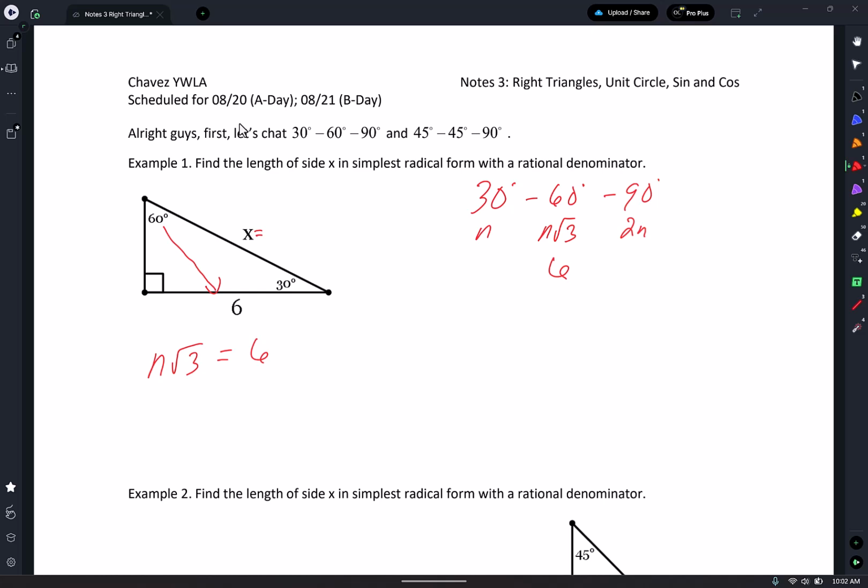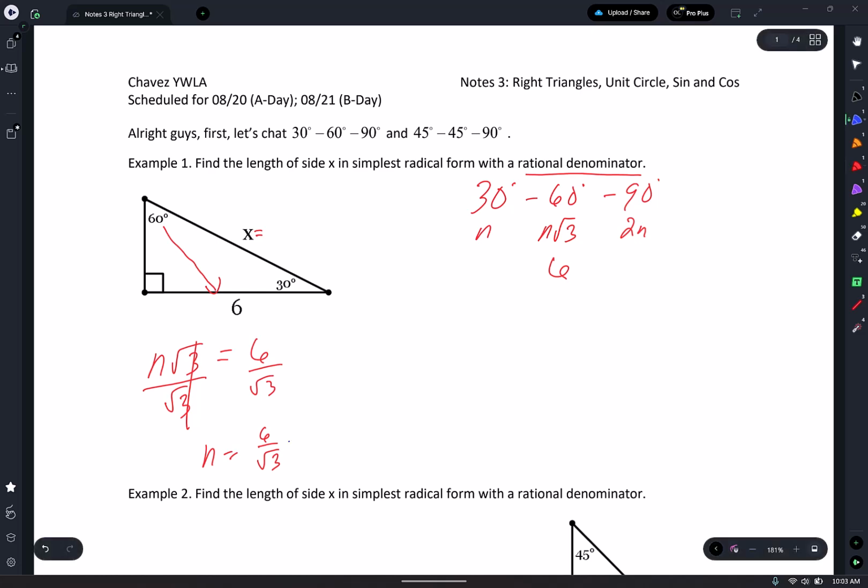This is n times square root of 3. Divide by the square root of 3, because I'm trying to solve for n. Whatever you do to one side, you do to the other. So I have 6 over square root of 3, which is an okay answer. But if you want to rationalize it, it says rational denominator. That means I want the square root in the numerator, not the denominator. So I'm going to multiply by square root of 3 over square root of 3. I haven't done anything, I just multiplied it by 1. Anything times 1 is itself. So I have 6 root 3 over 3.